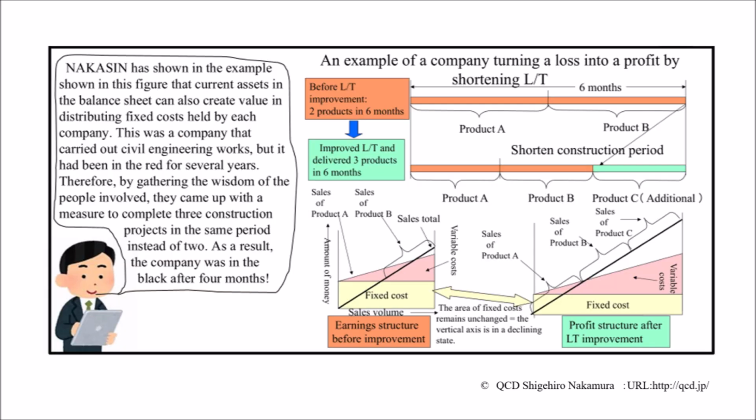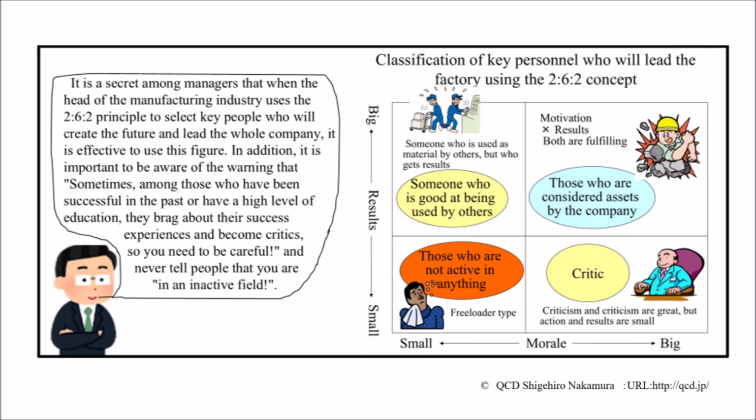The results of manufacturing activities are ultimately compiled in a profit and loss statement and balance sheet. This time, the picture book introduced many methods for uncovering various improvement themes using the profit and loss statement and balance sheet. And one example is this figure. This is an example of how a company that was in the red was able to turn a profit by shortening production lead time. Many more examples of this type are introduced in the picture book this time, so please take a look.